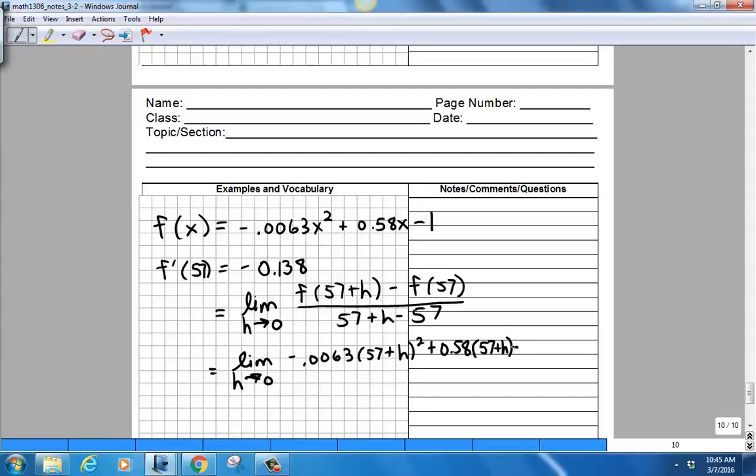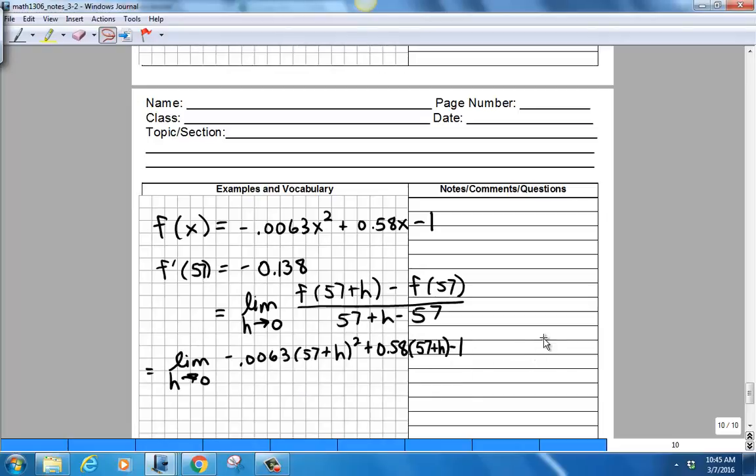And then don't forget the minus 1. Okay. Let me move all this over a little bit so I've got plenty of room here. Right? And then we're going to subtract off the f of 57. So what's f of 57?